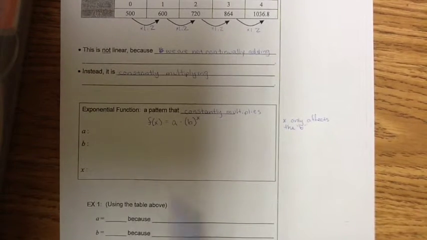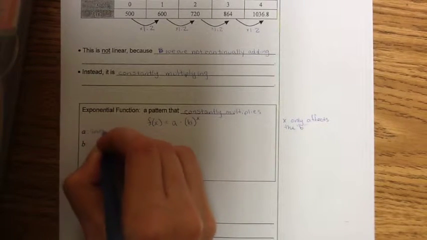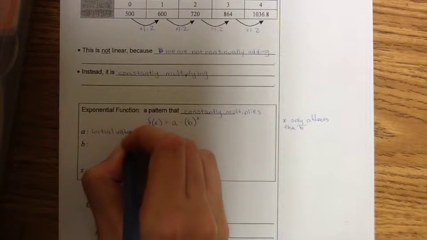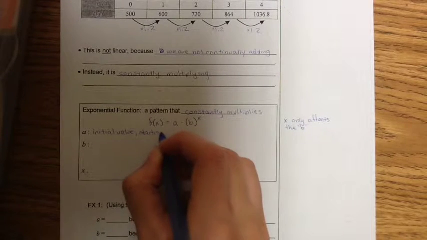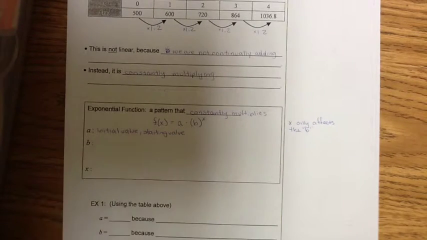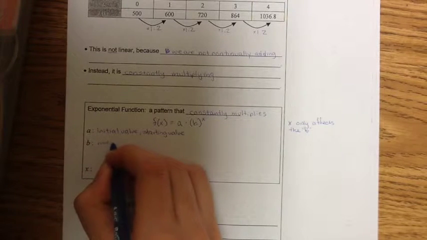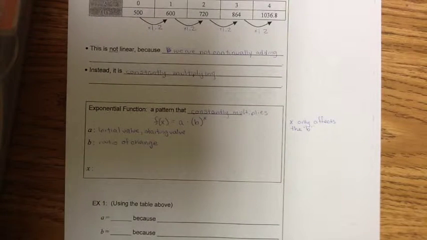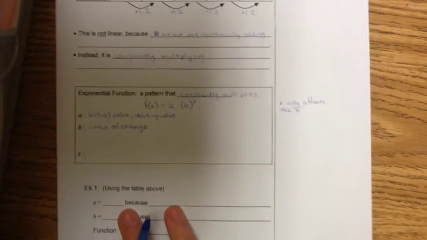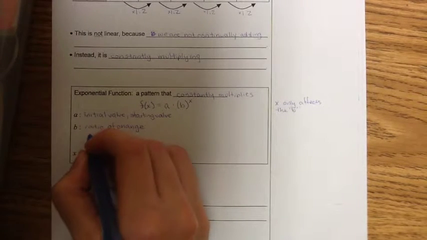So what do each of these numbers mean? Well, we have an a. The a is our initial value. You can also think of it as the thing we start with, our starting value. Okay, then what is b? b represents the ratio of change. When you're looking at a function, you can figure out what b is because it's the number that you keep multiplying by.